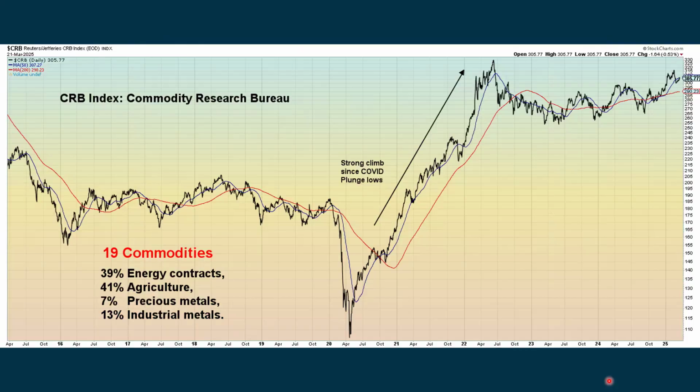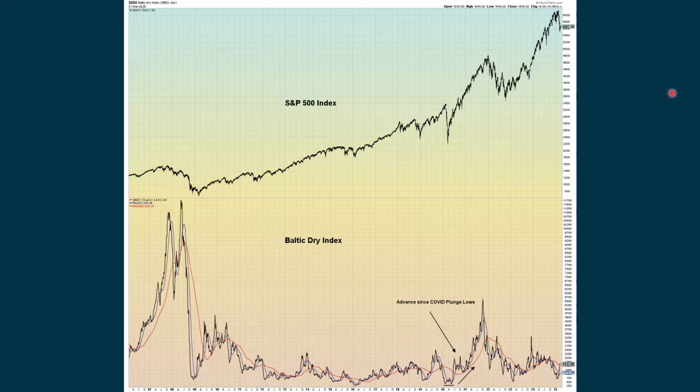Then we look at the CRB index on a daily chart, and this is in an uptrend. In fact, commodities are now starting to outperform stocks. And that's a bit of a concern with this going up. It's been pressuring the stock market. We look at the Baltic Dry Index, another type of inflation gauge here, where it's in a downtrend, but it's really been coming up lately, and that could be inflationary.